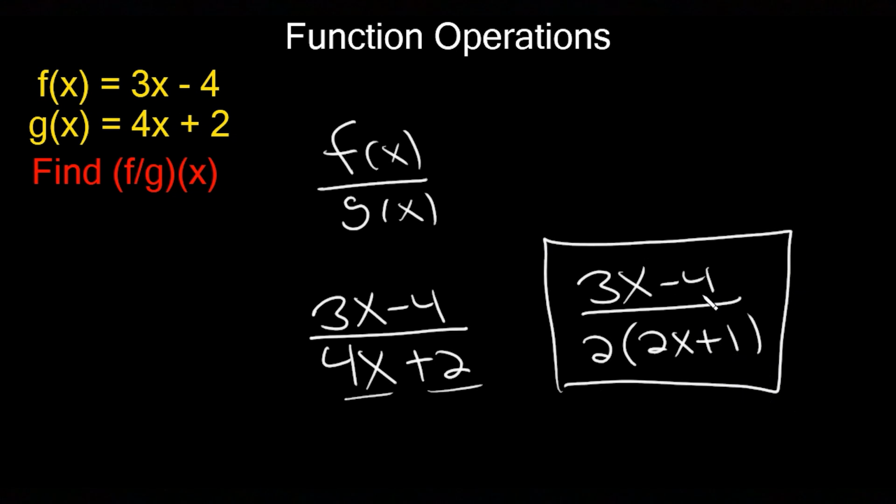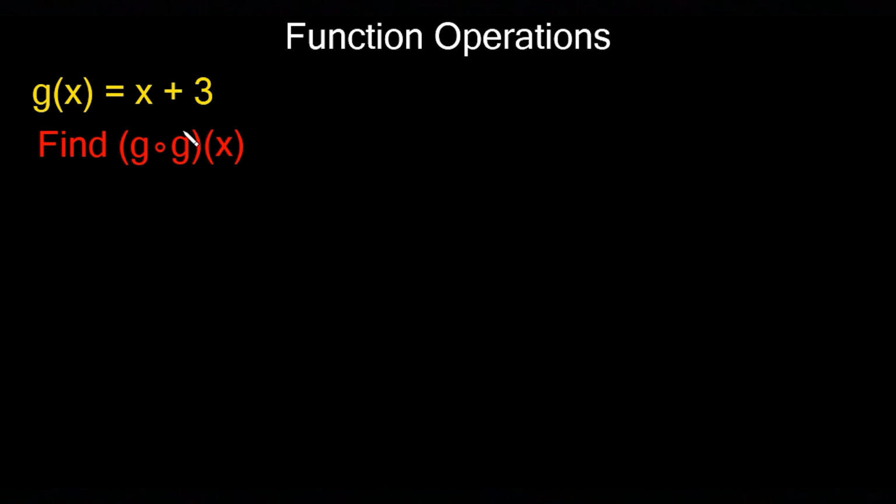All right, let's try another problem. So here's our next example, and you want to be careful with this one because this operation right here is not multiplication. Notice how you have an open circle there, not a closed circle. That is a little bit different. This is a composition, okay?